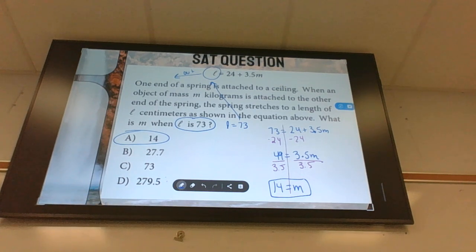Okay. All right. Any questions on this SAT? This was right from the College Board website. This is straight from an SAT practice test. So, the SAT ranges from some simple algebra to very difficult, higher level math. So, don't be too intimidated by it. You guys can do a lot of the SAT.